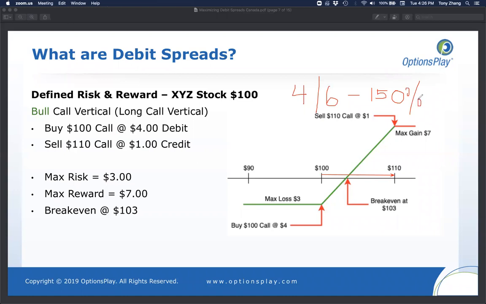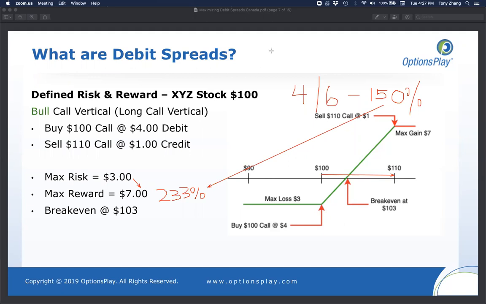But in the vertical spread, if this stock goes from 100 to 110, what we're doing now is we're risking $3 to make $7. So now notice that return, $3 into $7, is a 233% return. So for the same trade, or the same expected move, instead of risking $4 to make $6, we're now risking $3 to make $7. And notice the huge difference in return, from 150% to 233%.